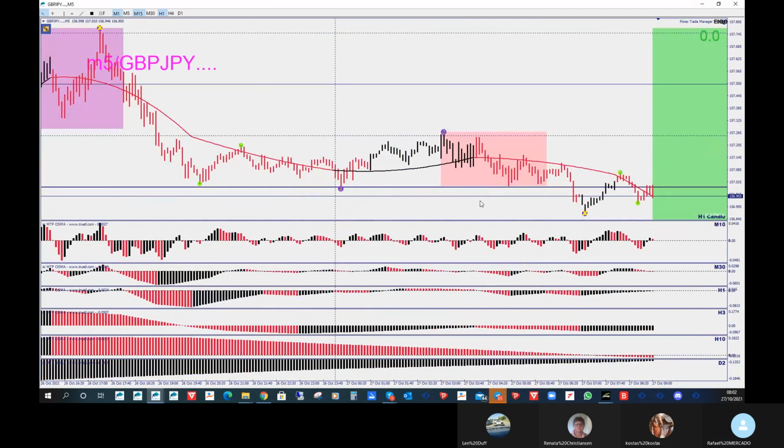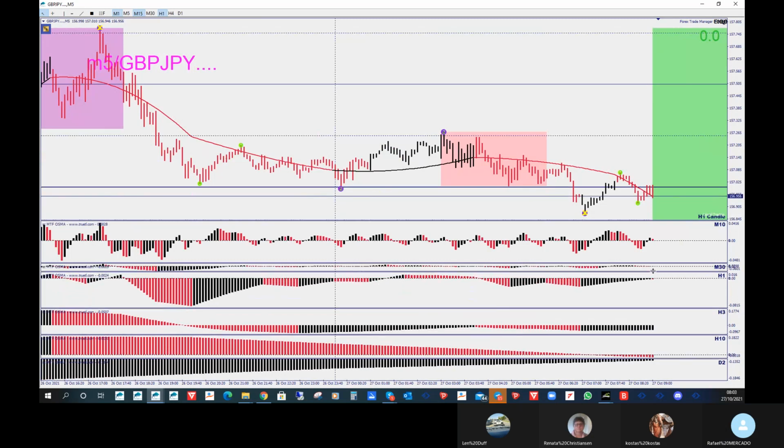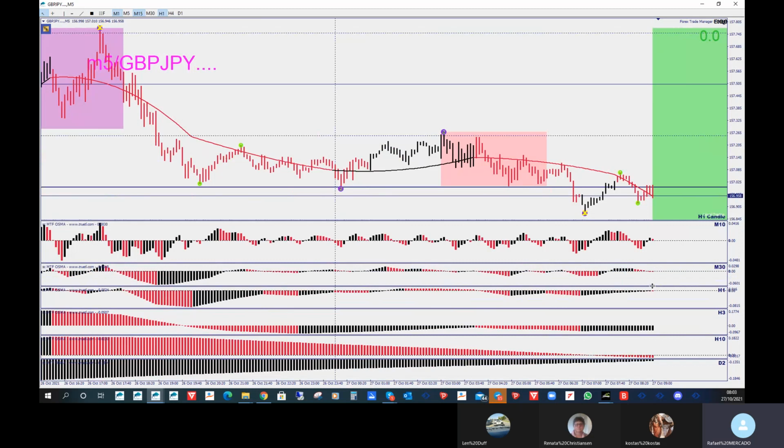And we have 1, 2, 3. H3 is blue. This is red.